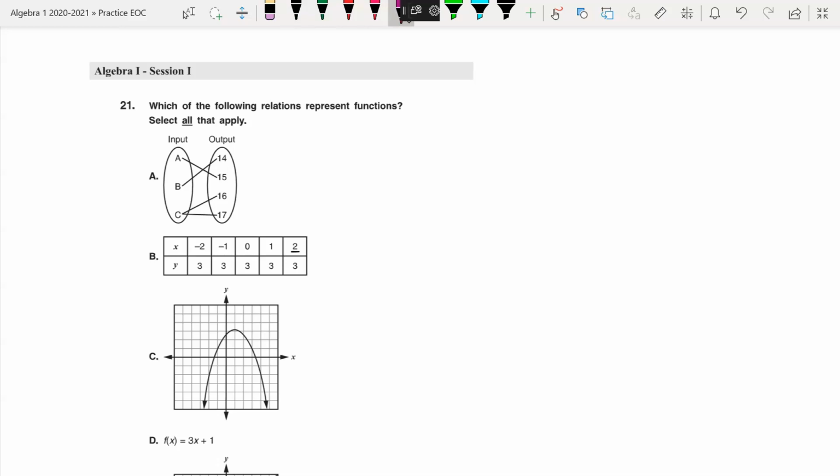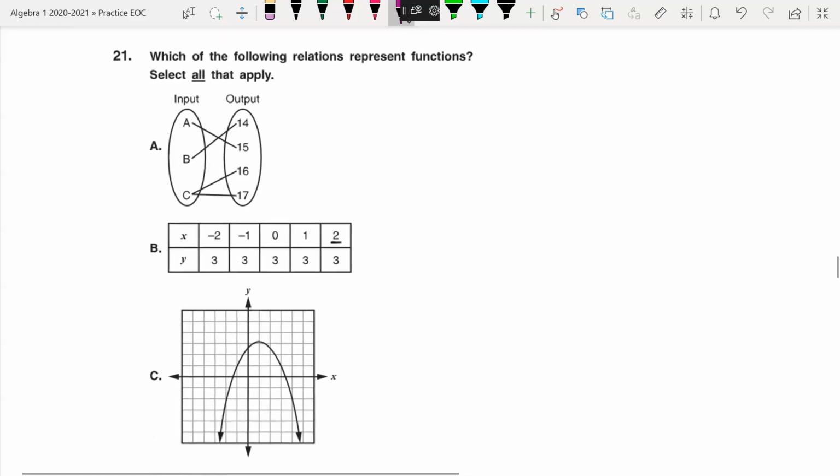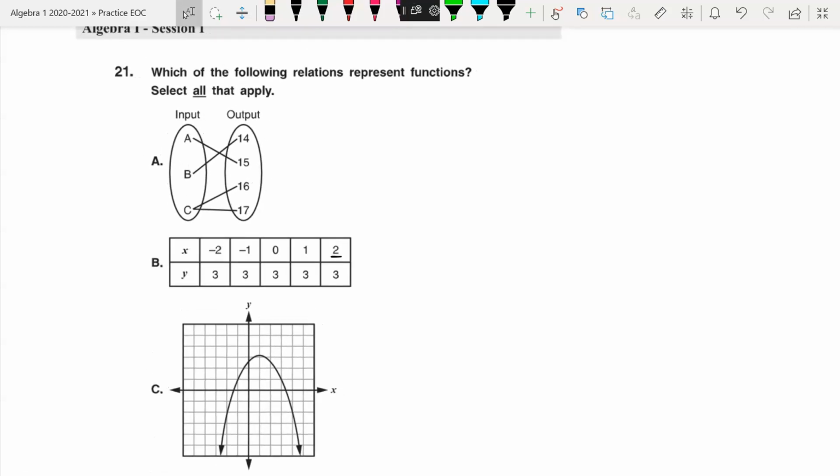We start with 21. It says, which of the following relations represents functions? Select all that apply. In order for it to be a function, you want to say x can't repeat. Okay? So if x can't repeat, that means it can't go to more than one thing. So if I have A, notice it goes to 15, we're good there. B goes to 14, but then C goes to 2 different things. So that means C shows up twice. So A is not a function.